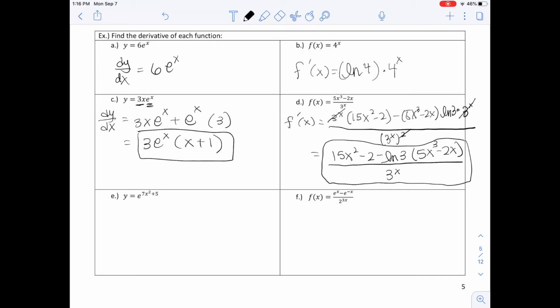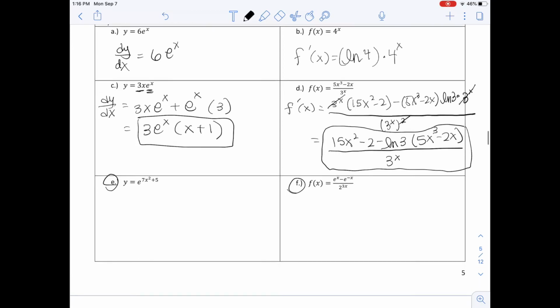If you get a different answer from this and you're simplifying a little bit more or a little differently, make sure you send a picture of what you have to my email and I can check and see if you did it correctly. E and F we are going to go ahead and circle and we will work on those together in class.